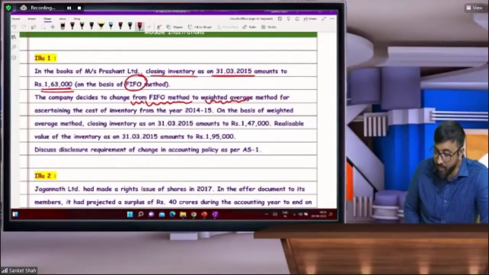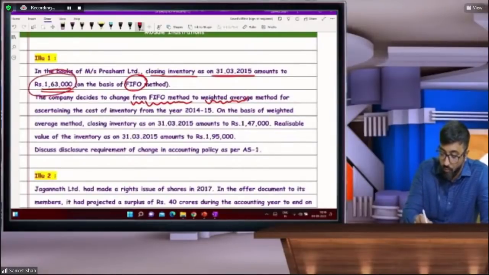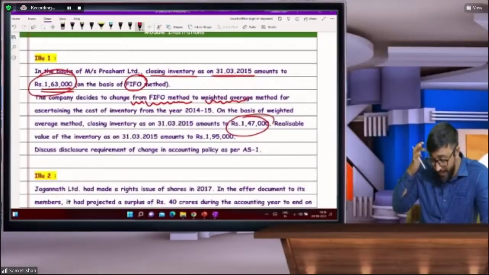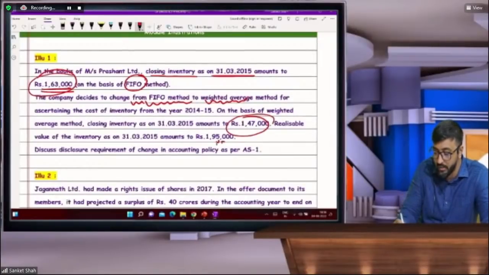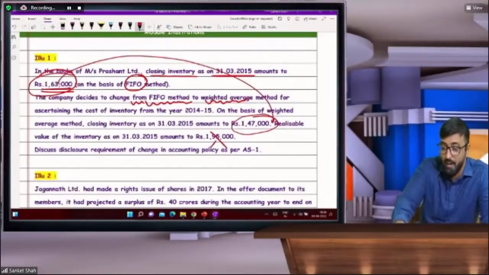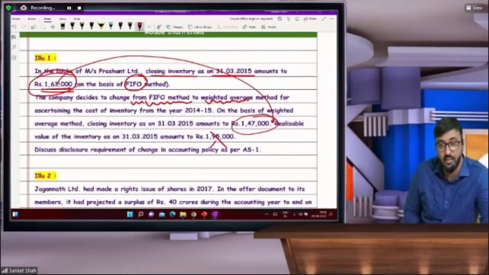On the basis of weighted average, which is now giving you a lower answer, 1,47,000. And realizable value we never follow, because it is cost or NRV, whichever is lower. So we move from 1,63,000 to 1,47,000. Now my profit will go down by rupees 16,000, and that profit going down you have to disclose in your notes to accounts.